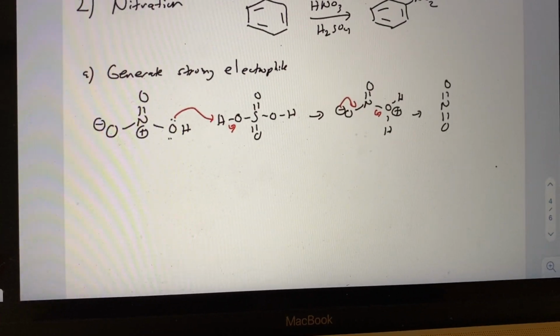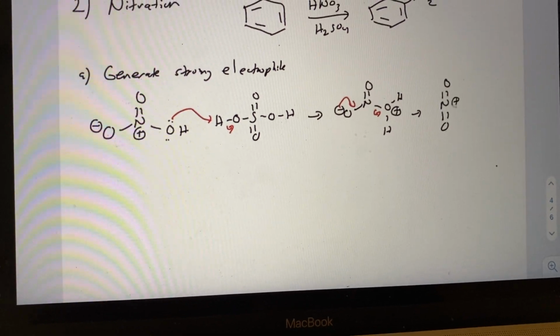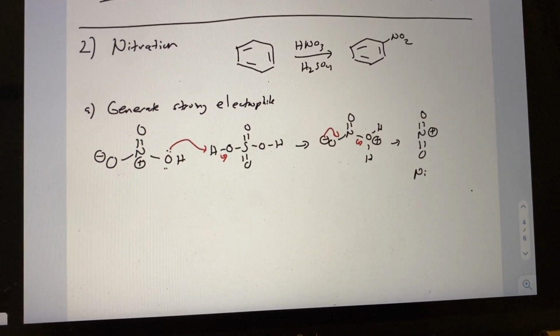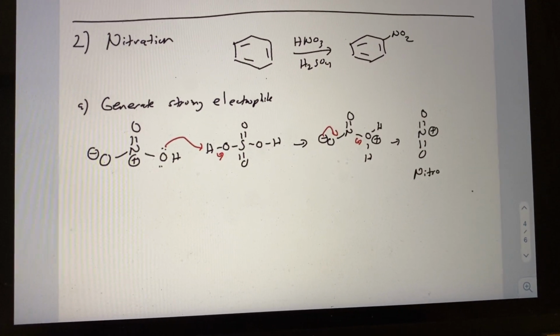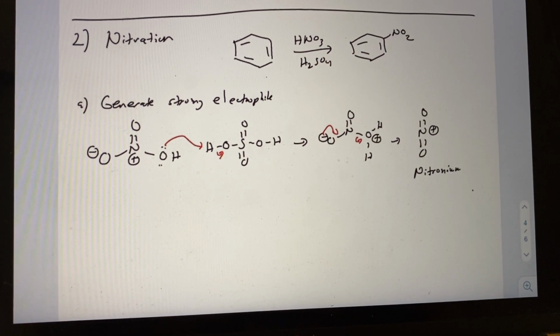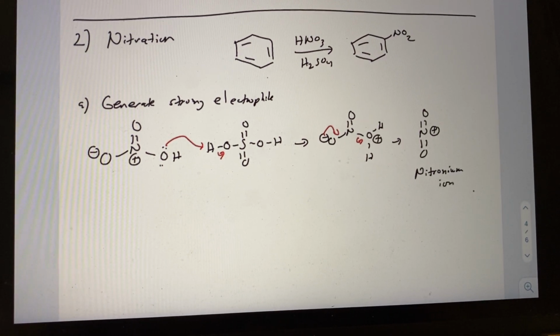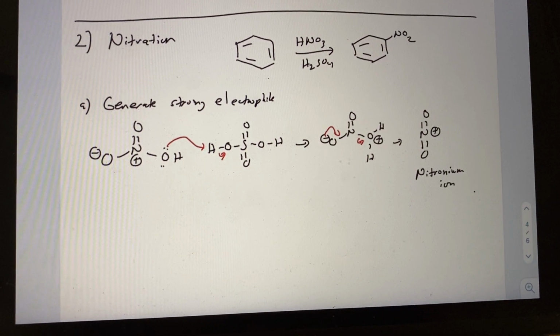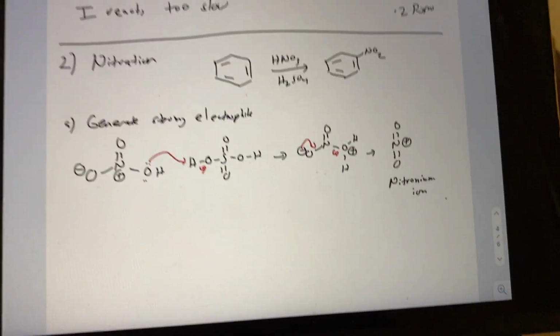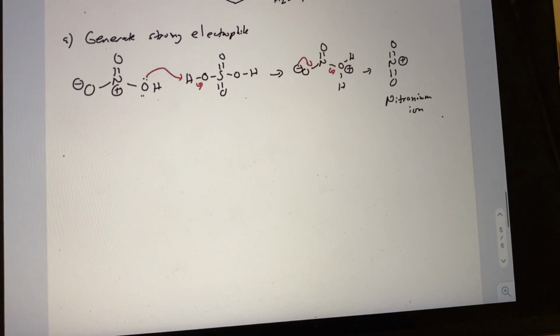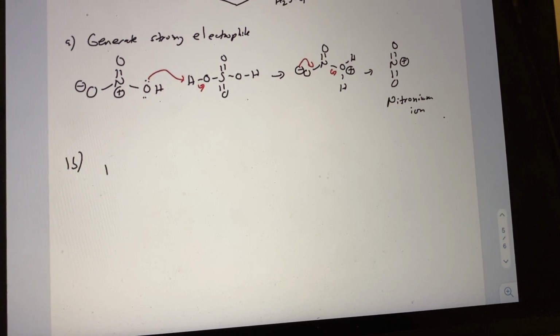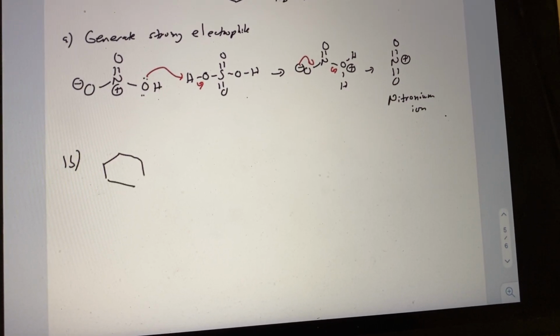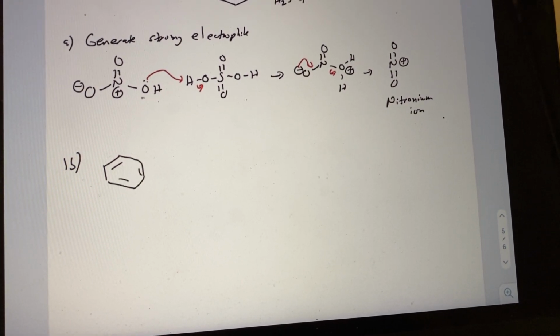And we formed this species here, which is known as the nitronium ion. And so we have that nitrogen now with the positive charge. And so this is going to be our strong electrophile. And I'm going through this fast because hopefully it's on the video for a reference so that we can spend more time on the newer stuff.